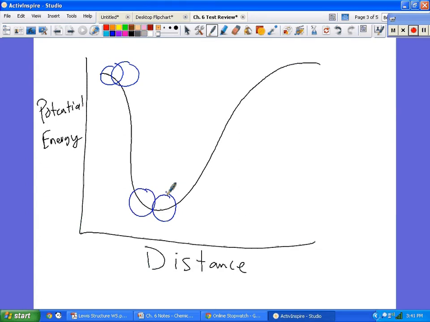And the farther apart they get, what happens to the potential energy? It goes back up, to the point where they're completely separated. So this was one of the charts that was on the PowerPoint. So again, when it's at its perfect bond length, the potential energy is at its lowest point, and this is where it's stable. So you're going to make a chemical bond there.